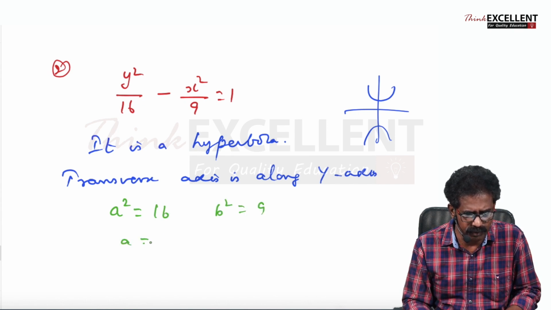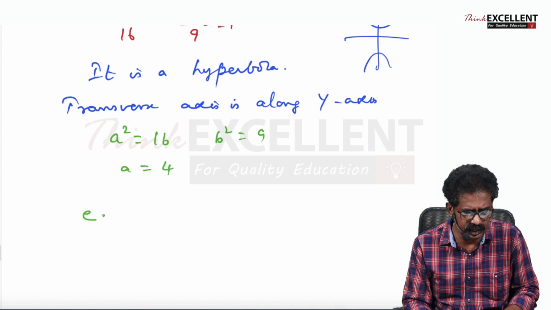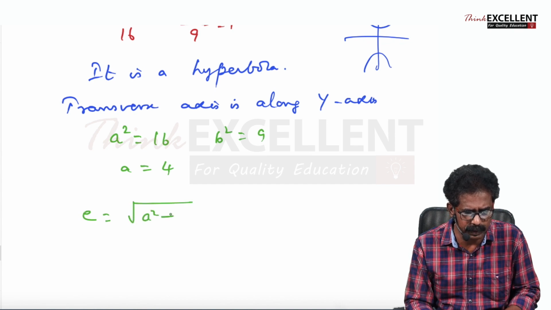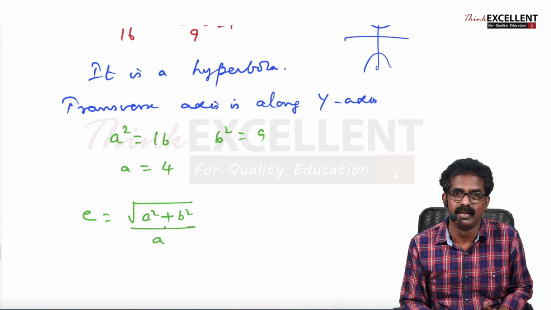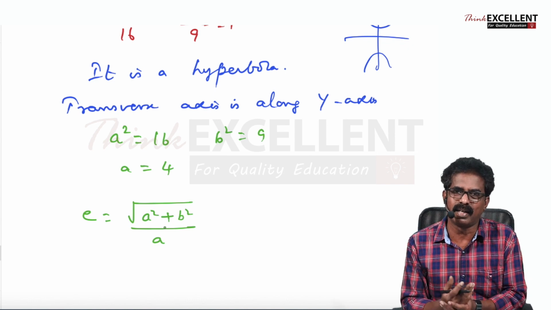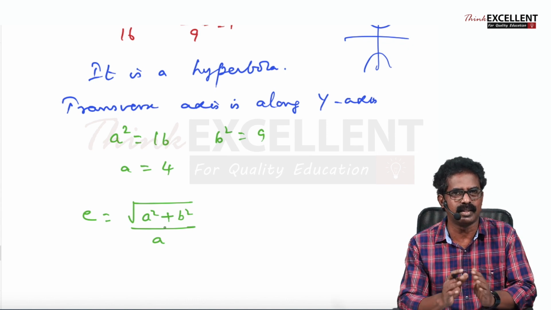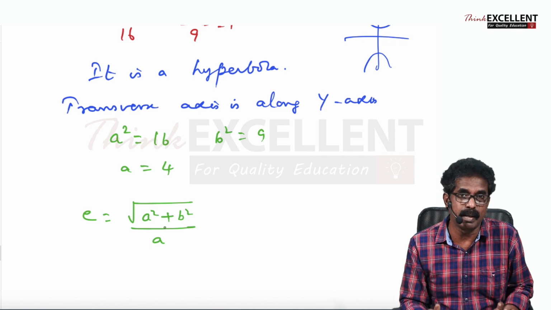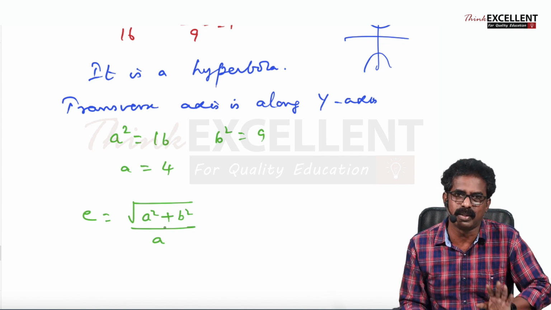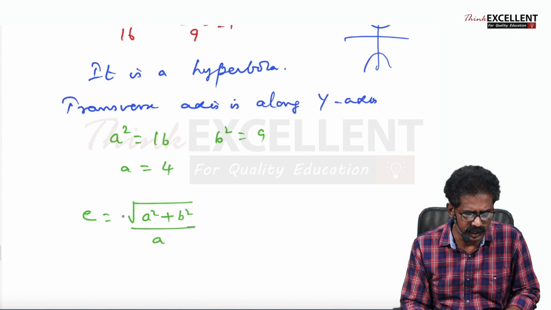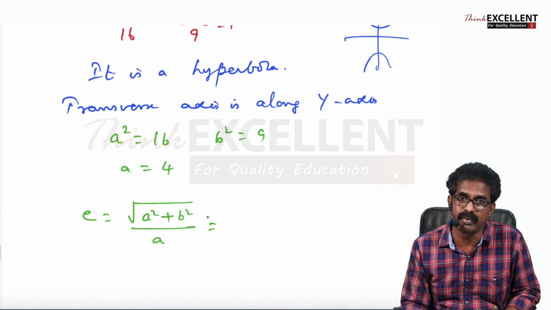So a value is 4. You find eccentricity, the formula root of a square plus b square by a. Any formula you can study, but learn one formula. In each place you learn a different formula, you'll be confused. Any one formula, stick on that. Any method, you'll get the same answer only. I feel this is an easy one, so I'm taking this. So e equals root of a square plus b square by a. a square plus b square, 16 plus 9, 25, root 25 is 5. So it is 5 by a value 4.